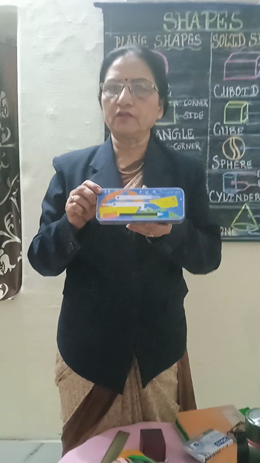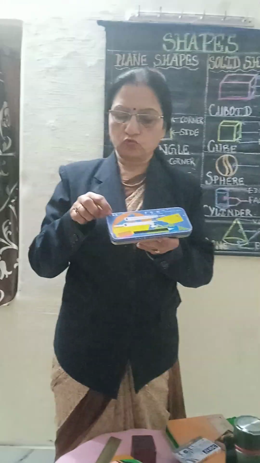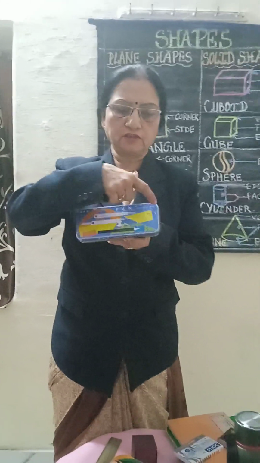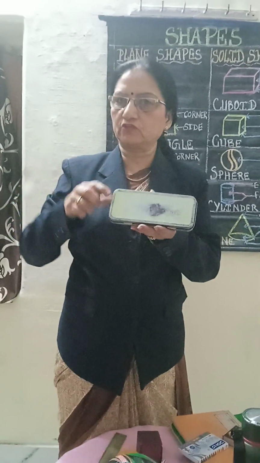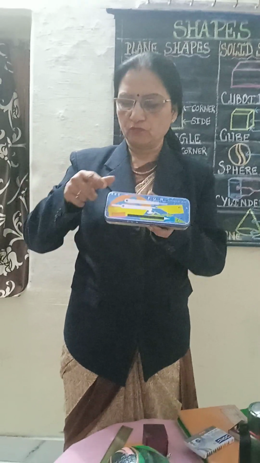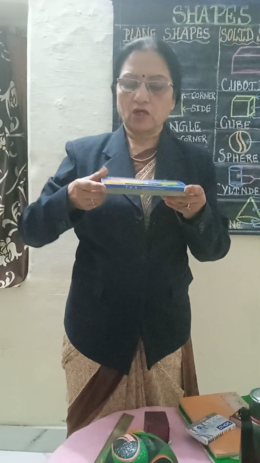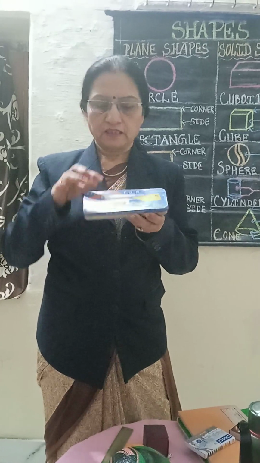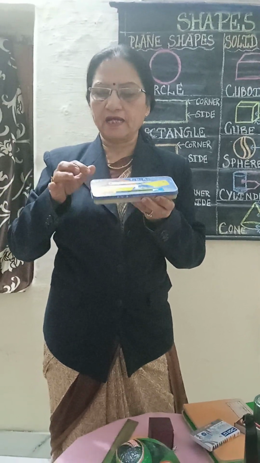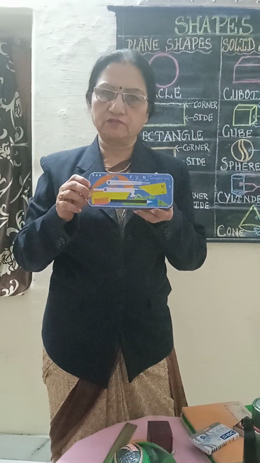Now we will study how many vertex are there. This 1, 2, 3, 4, 5, 6, 7, 8. 8 vertex are there. Okay. Now how many faces are there? 6 faces, 12 edges and 8 vertex are there in the cuboid.